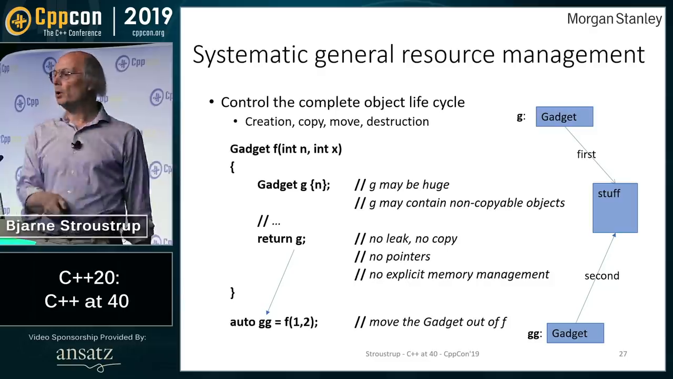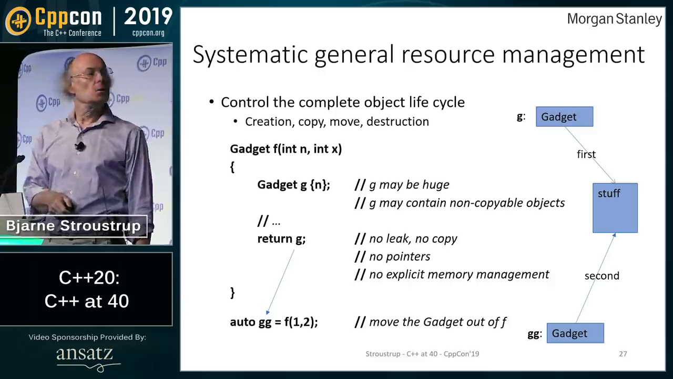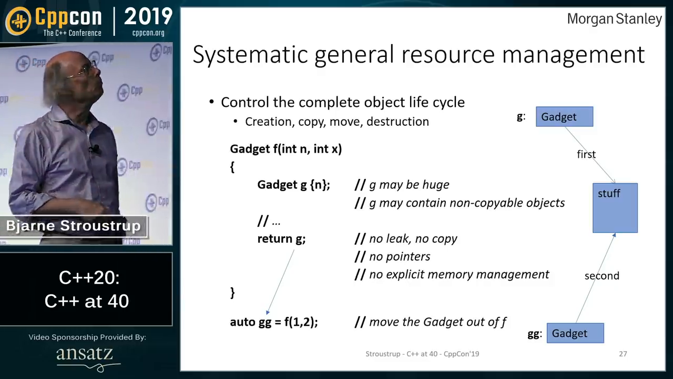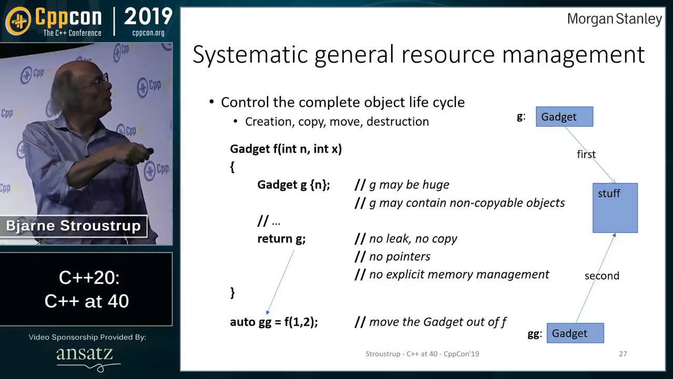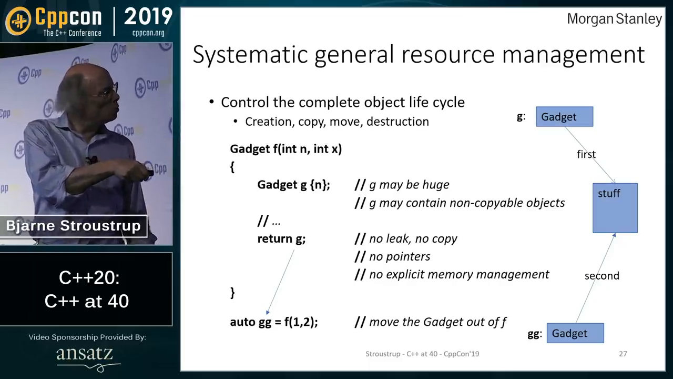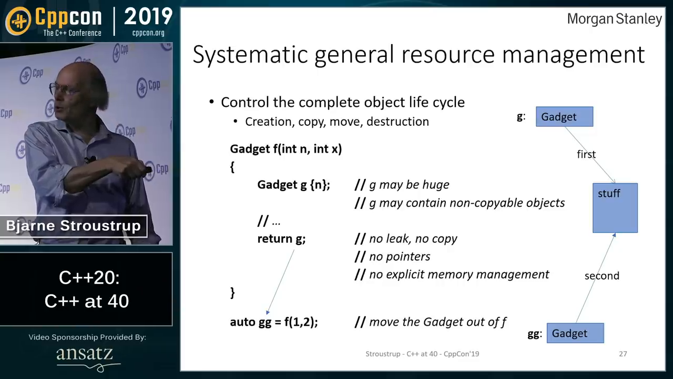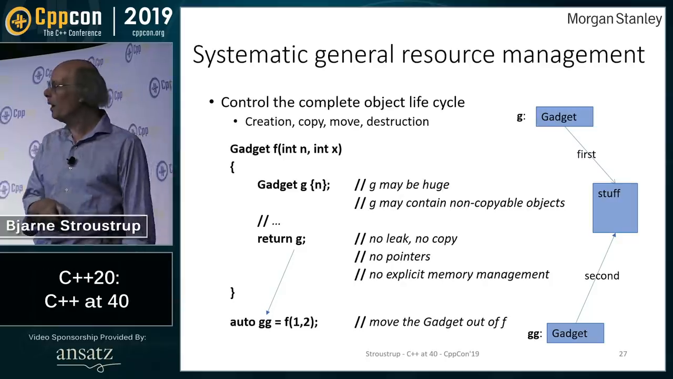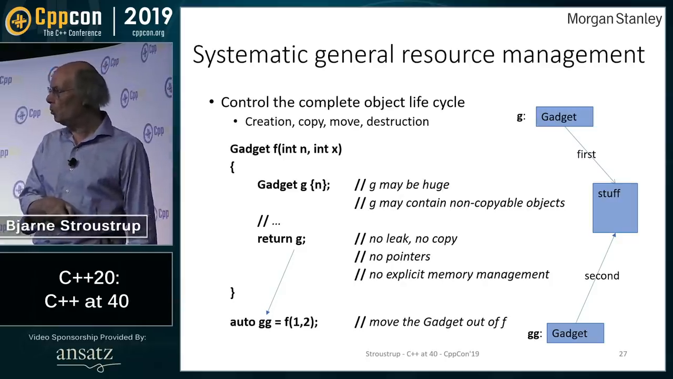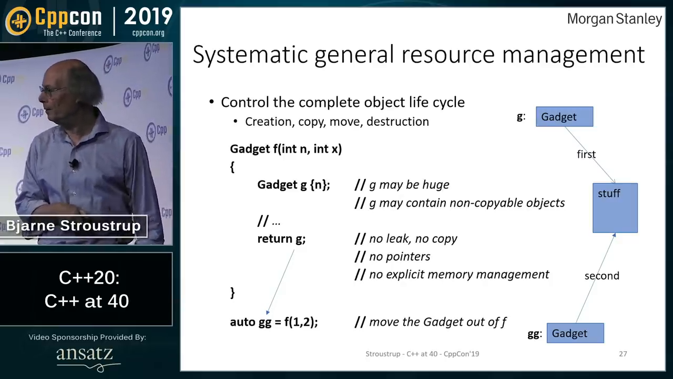So here, we simply return the gadget. And most of the time, the compiler is smart enough to figure out that I have a local variable there, which I want to become a local variable in the external scope very soon. So let's allocate it so that we don't have to move it at all. We certainly don't want to copy it.